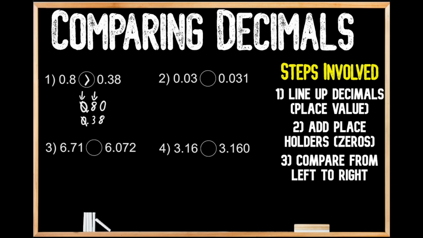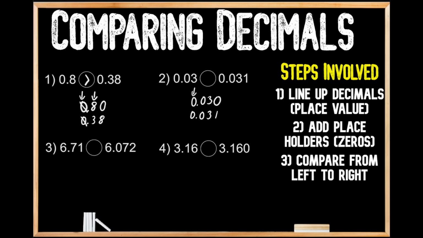Now let's move on to question number 2, where we're being asked to compare the decimals 300ths and 31,000ths. Our first step is to line up our decimals, so we have 300ths, and we also have 31,000ths. Now that we've lined up our decimals, making sure that each number falls within its correct place value, we can move on to step number 2, which is to add our placeholder zeros. We have an empty space in our thousandths place, so we're going to add a 0 to the thousandths place. And now we can move on to our last step, which is to compare the decimals from left to right.